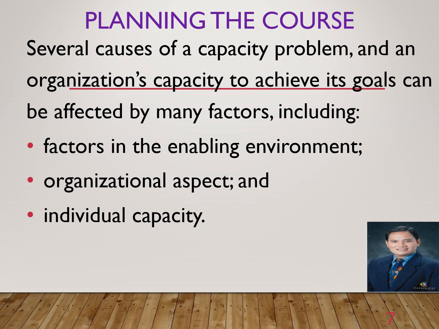In fact, there might be several causes of a capacity problem, and an organization's capacity to achieve its goal can be affected by many factors, including, of course, factors in the enabling environment, policy and legislative frameworks, rules and norms internal to an organization, and political will. Organizational aspects: the organization's formal and informal incentive and support structures, staff, equipment, and finances. And of course, individual capacity: the skills, knowledge, and attitudes of individuals working in the organization.